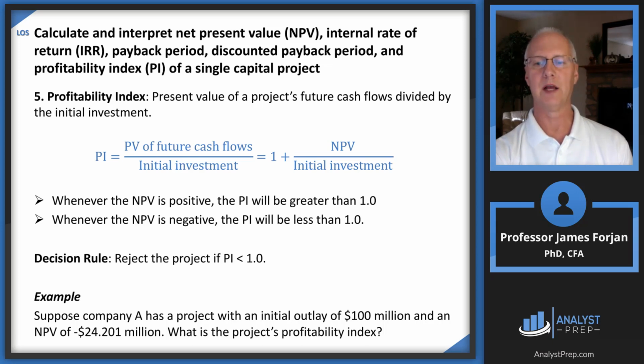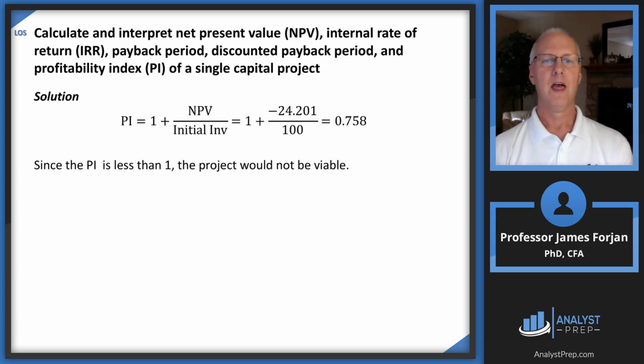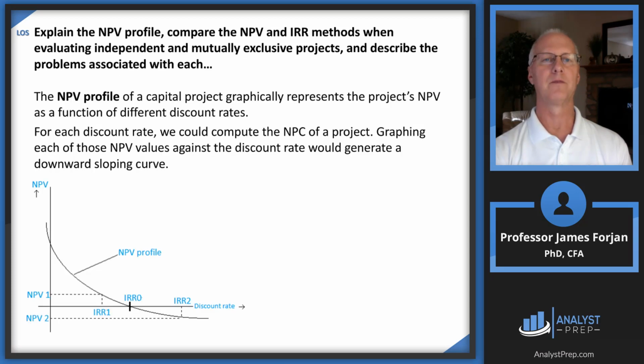So here's a quick example. We have an initial outlay of 100 and we have a negative net present value of 24. So we're going to reject this project. What is the project's profitability index? And so since we're given NPV, let's use that second version of the formula. We take 1 plus the negative 24 over 100. It's negative, so we're subtracting from 1, so that gives us 0.75, less than 1, so we reject this project.